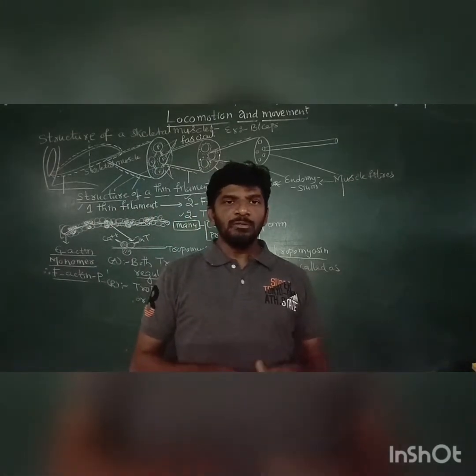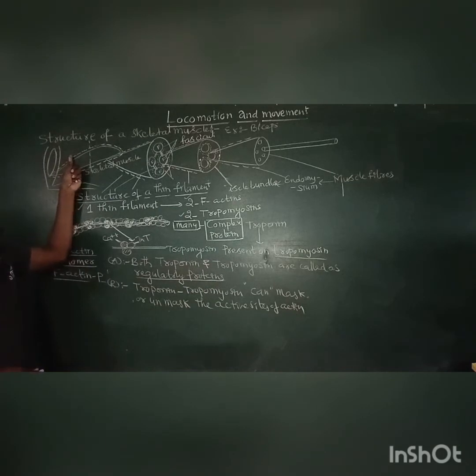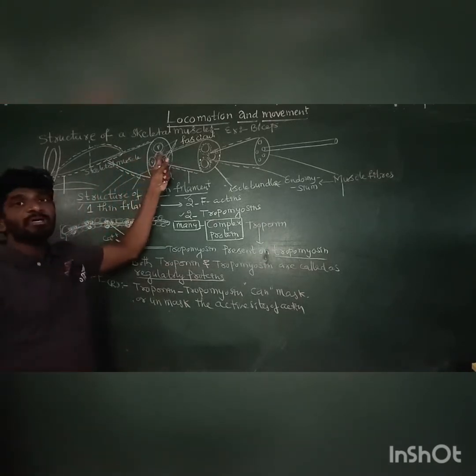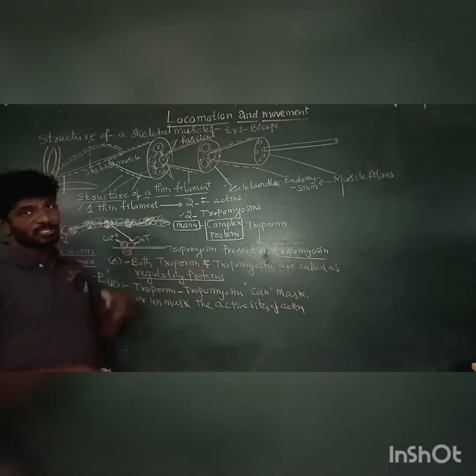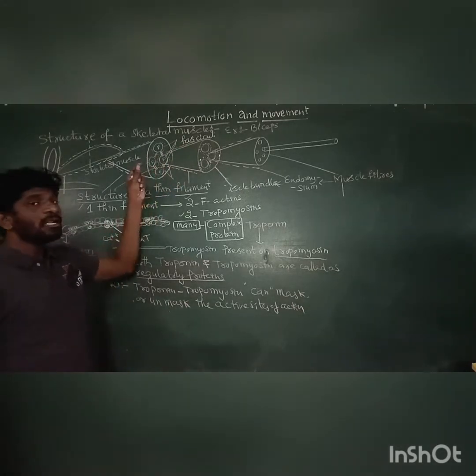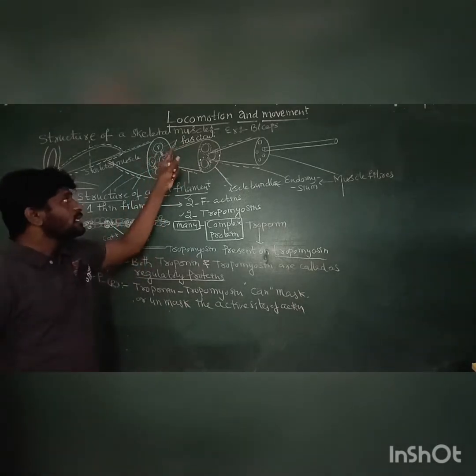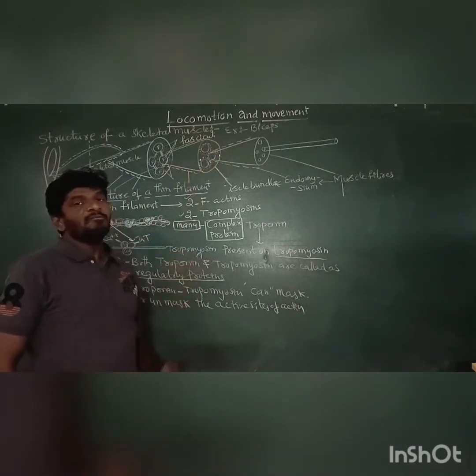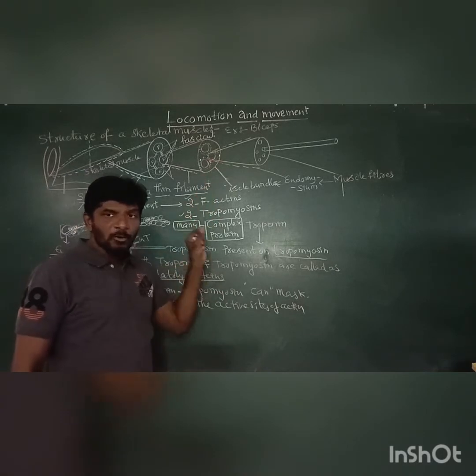In my previous class, I explained the structure of a skeletal muscle. Muscle is externally covered by a connective tissue sheath, the epimysium. Below that, the muscle contains many muscle bundles called fasciculi, which are covered by the perimysium. Each fasciculus contains many muscle fibers, which are lined by the endomysium.